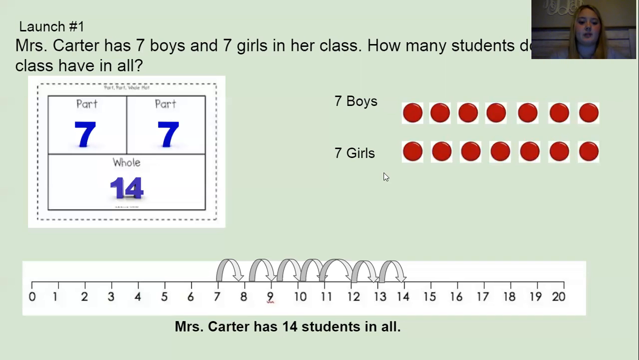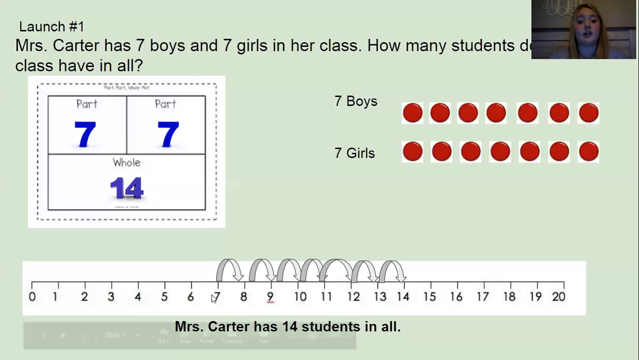So let's look at this number line. When we use our number line, we know that she has 7 boys, and we need to add 7 more to that to get the total number right, because she also has 7 girls. So when we take our first number that we know, which is 7, we are going to start there on our number line.